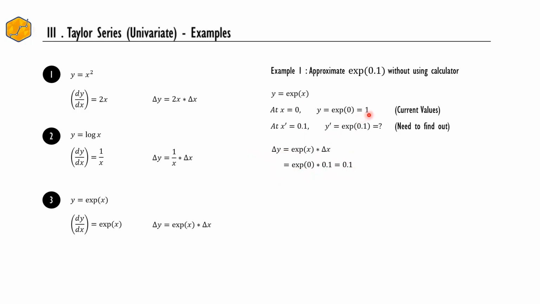All right. What was the original value of y? It was 1. Now y will change by 0.1. So what is the new value of y? 1 plus 0.1. That's 1.1. Perfect. We did not use a calculator. We found the value of e to the power 0.1 using Taylor series. Okay. You can verify this in Excel.